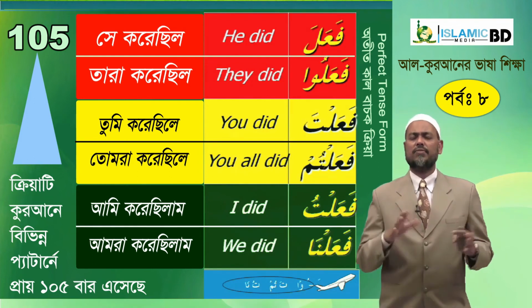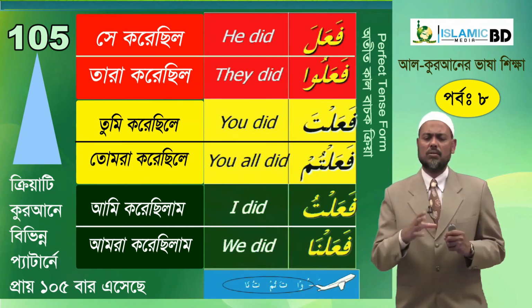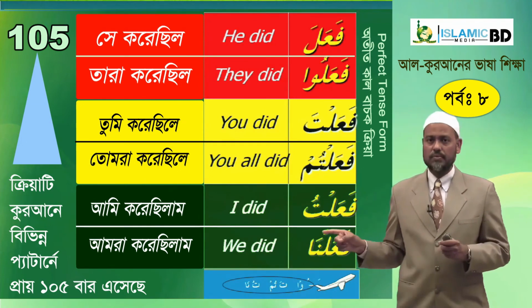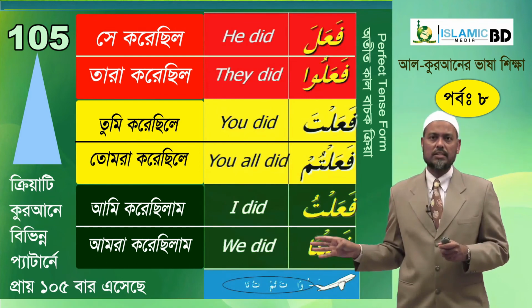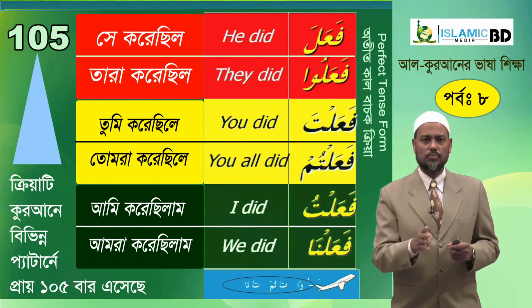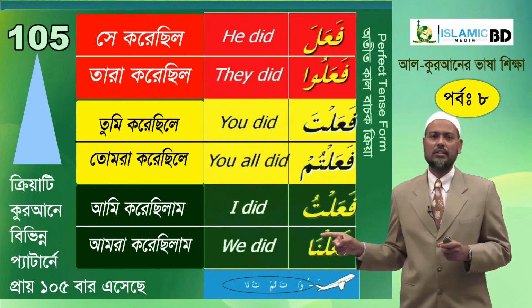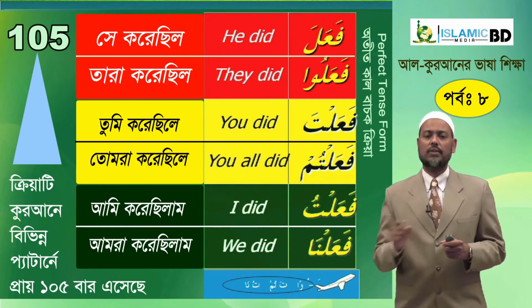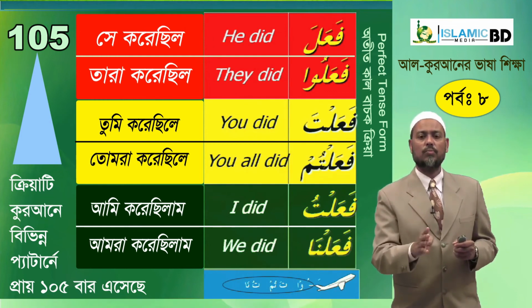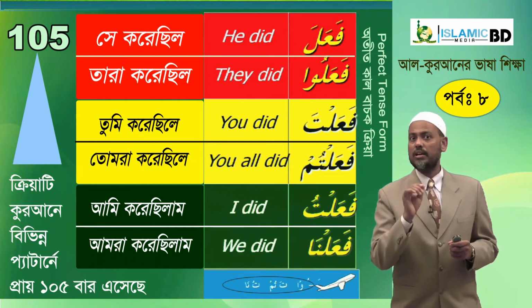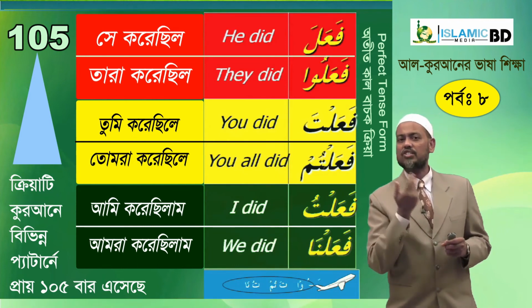Now let us translate it five times. We want to learn this past tense thoroughly within the next four to five minutes. So translate. Fa'ala, he did. Fa'alu, they did. Fa'alta, you did. Fa'altum, you all did. Fa'altu, I did. Fa'alna, we did. Just see where I am emphasizing. You see, the endings are changing.